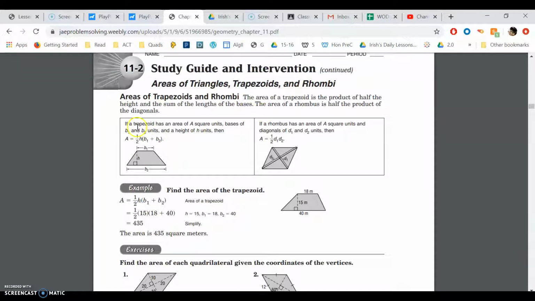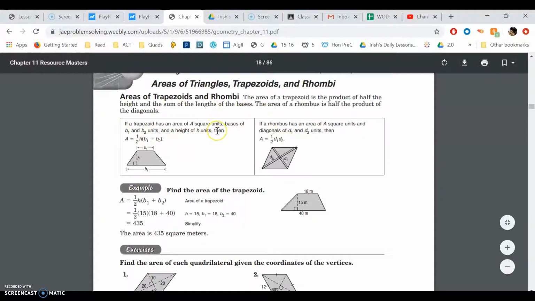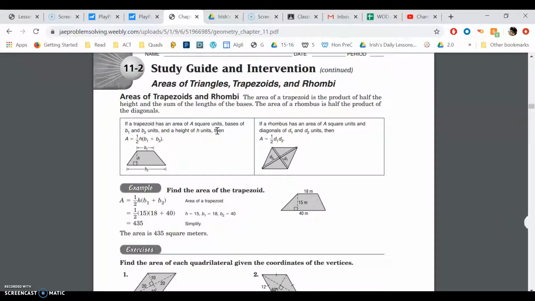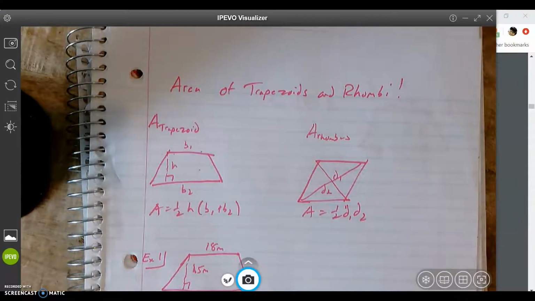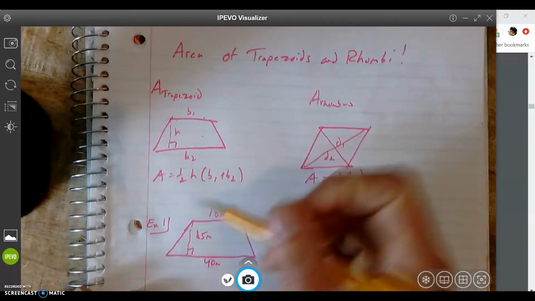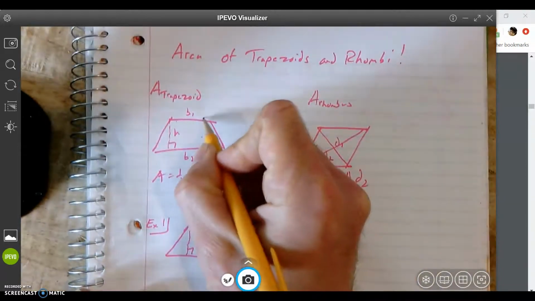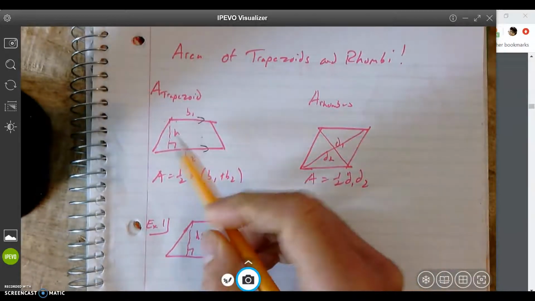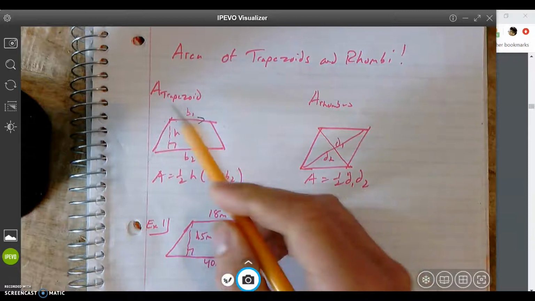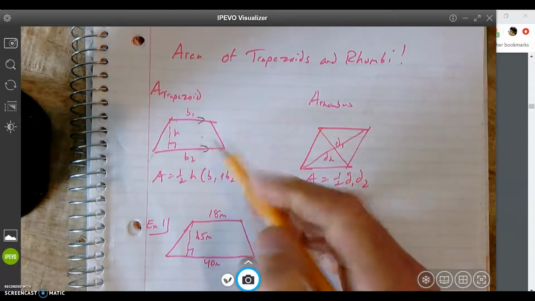So what I want you to do is write down all this important stuff right here. Press pause, knock it out. Alright, here's what I got. Trapezoids and rhombi. So, area of a trapezoid. We have one set of parallel sides, like that. And these are not parallel, so that's how I identify what a trapezoid is. It just has one set of parallel sides.